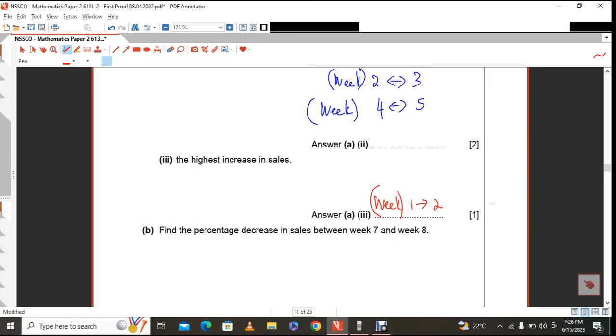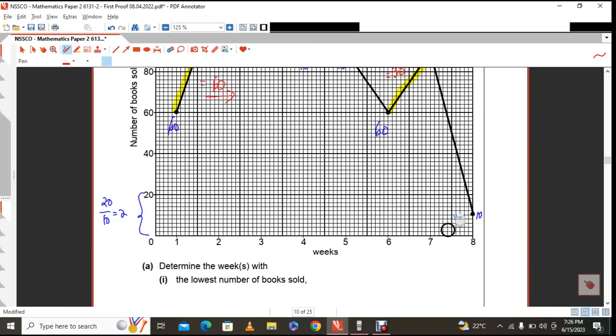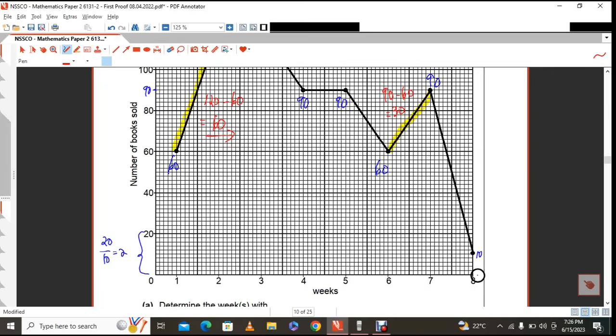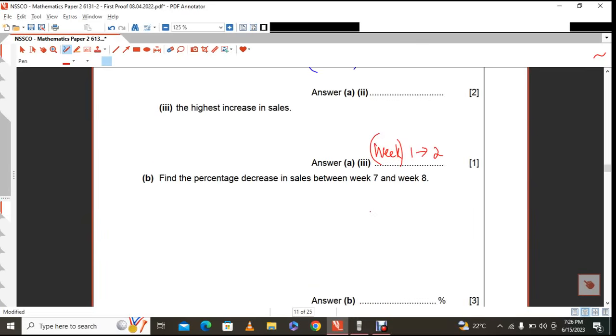They say find the percentage decrease in sales between 7 and 8. So let's look at what week 7 was. Week 7, the sales was at 90. Week 8 is at 10. So 90 and 10. So we're going to say the difference is 90 minus 10, which is 80.